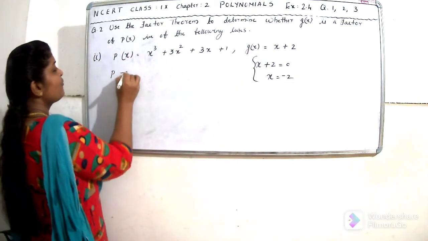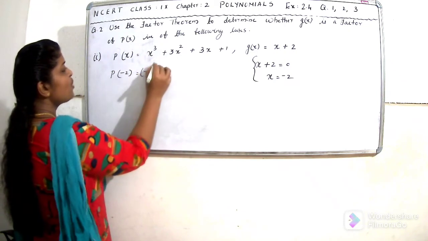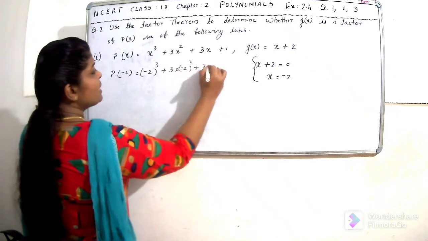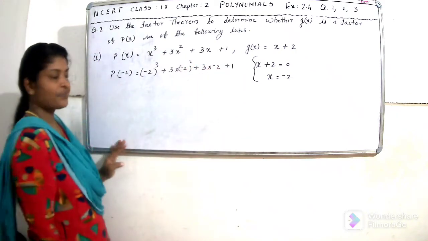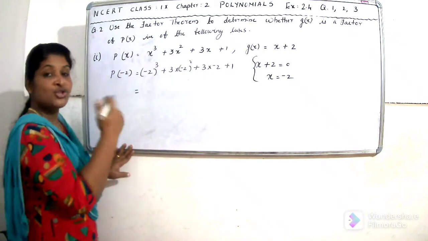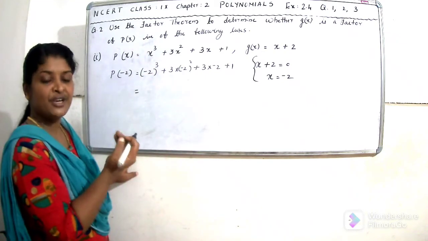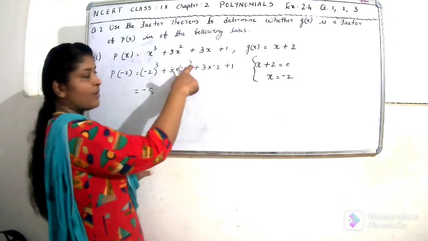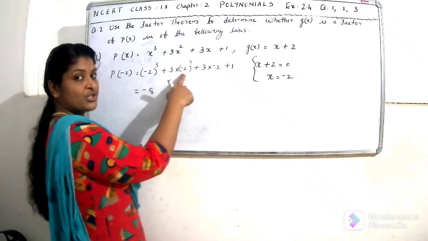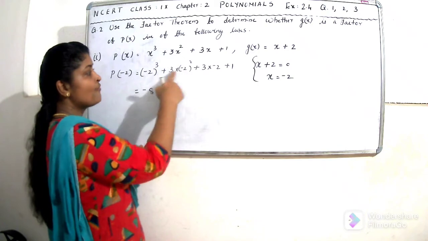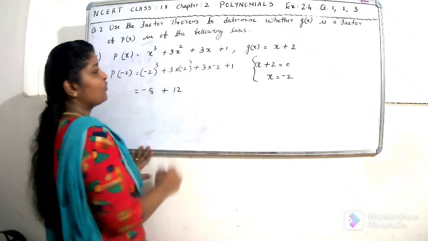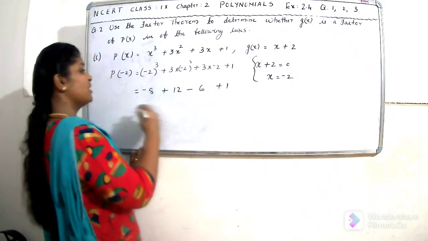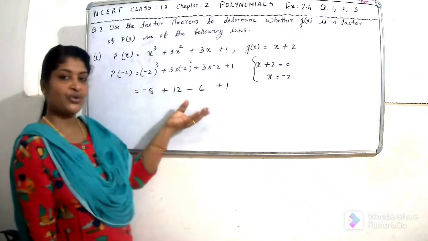So P of negative 2 equal to negative 2 the whole cube plus 3 into negative 2 the whole square plus 3 into negative 2 plus 1. Negative 2's cube is 8, and since it is negative 2 three times, it is negative 8. Now here the power is even, so the ultimate sign is positive. 2 2s are 4, 4 3s are 12. Here 3 into negative 2 is negative 6. Then plus 1.